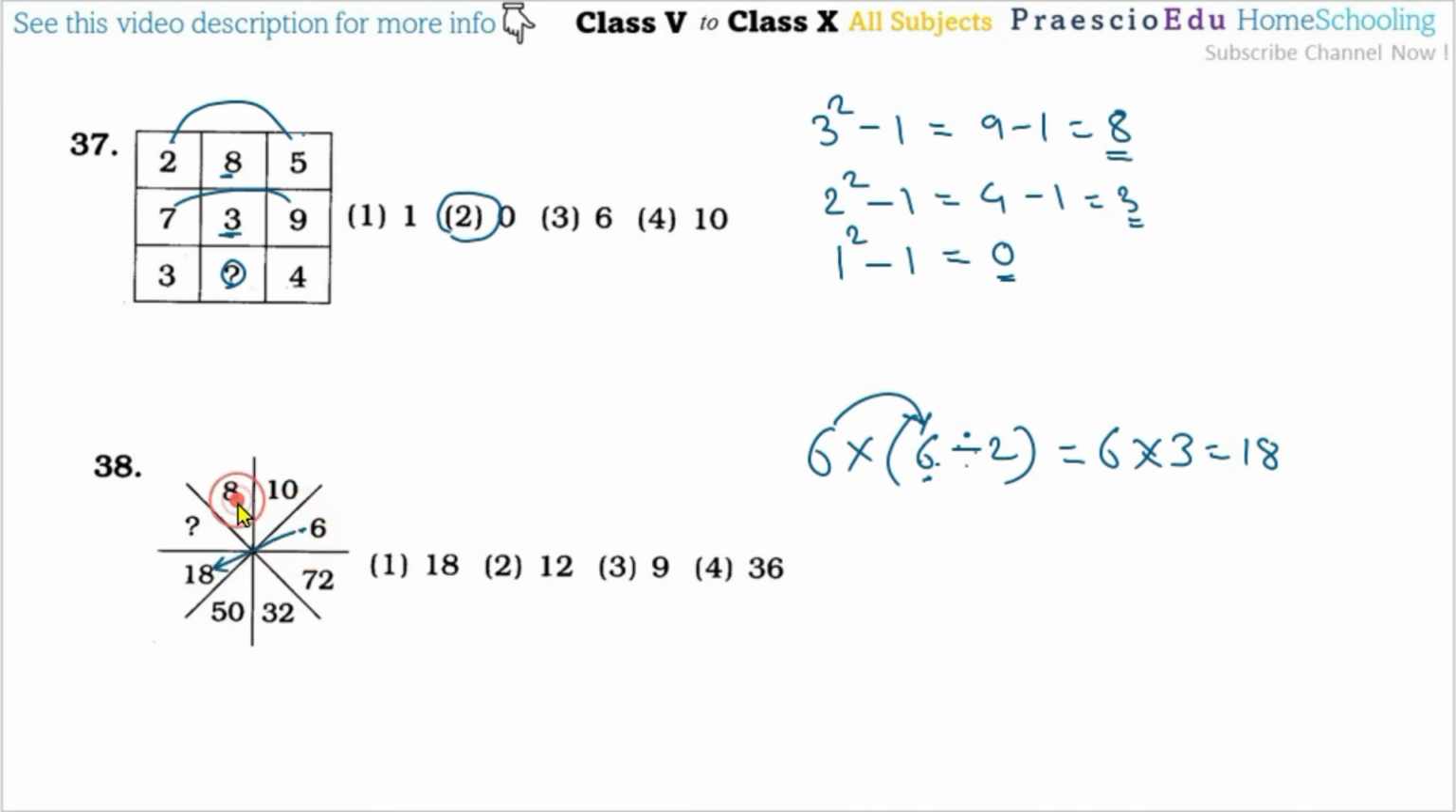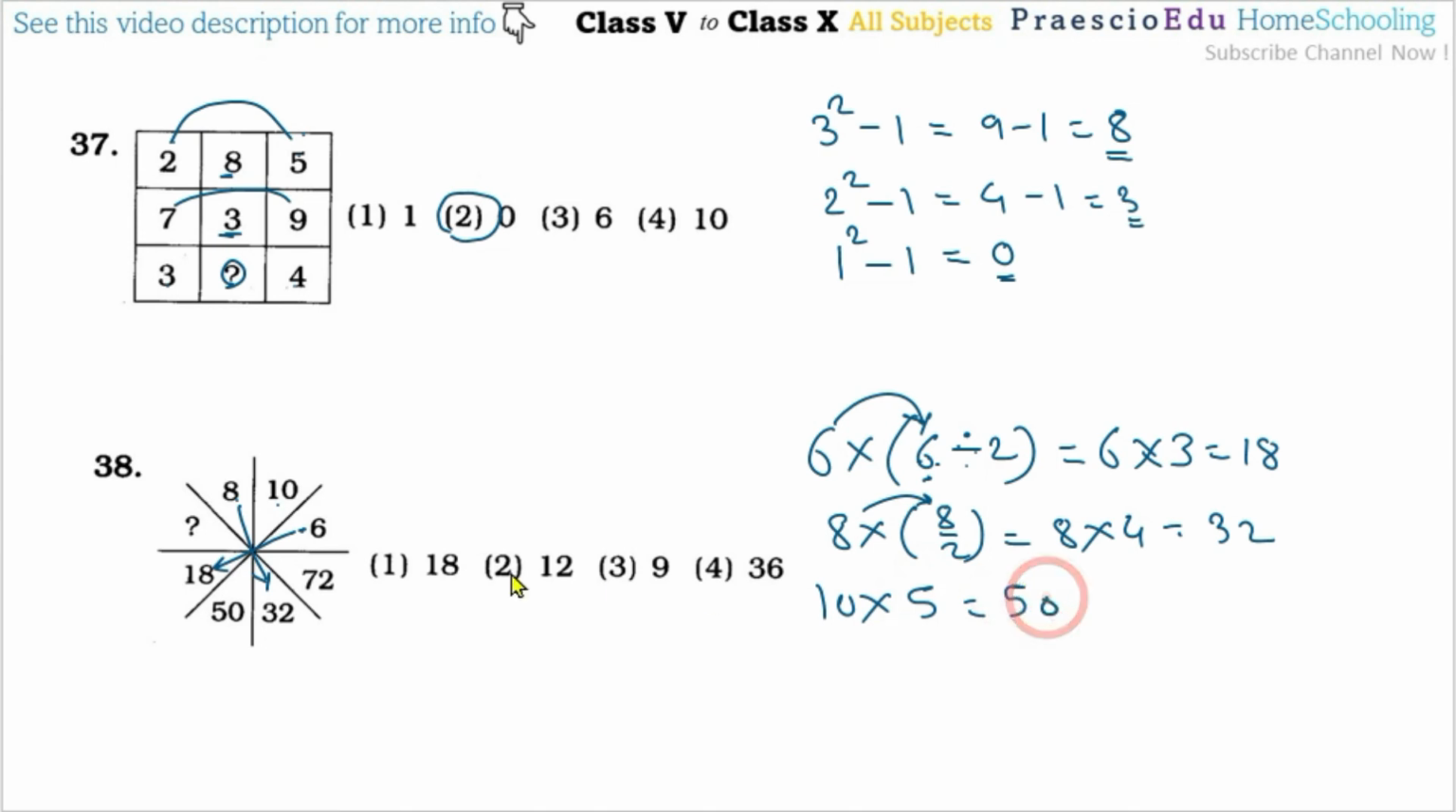So likewise from the 8, 8 multiplied by, in a bracket, 8 divided by 2, means half of this number, that is 4, so 8 multiplied by 4, that is 32, and this 32 is placed opposite of this number 8. So same here, 10 also, so 10 multiplied by half of 10, which is 5, so 10 multiplied by 5, that is 50, and 50 is present opposite of this 10.